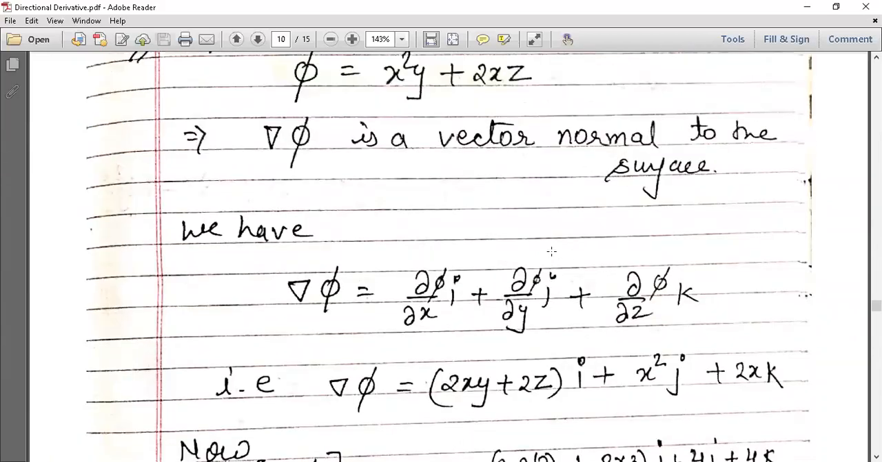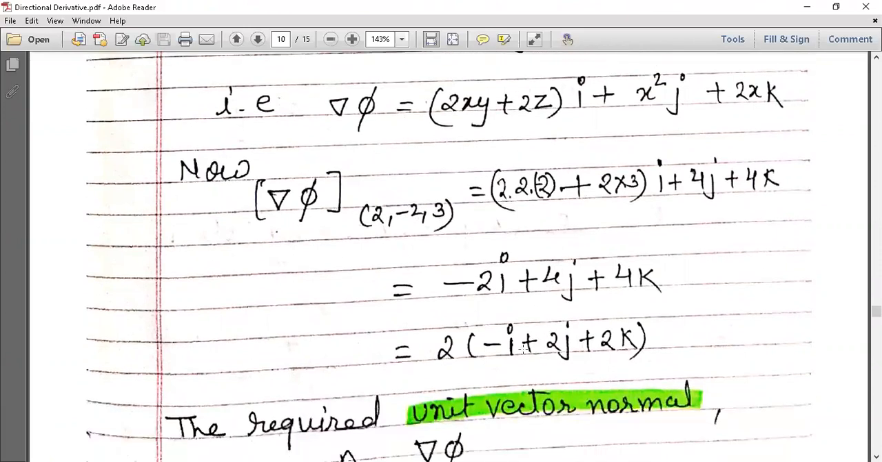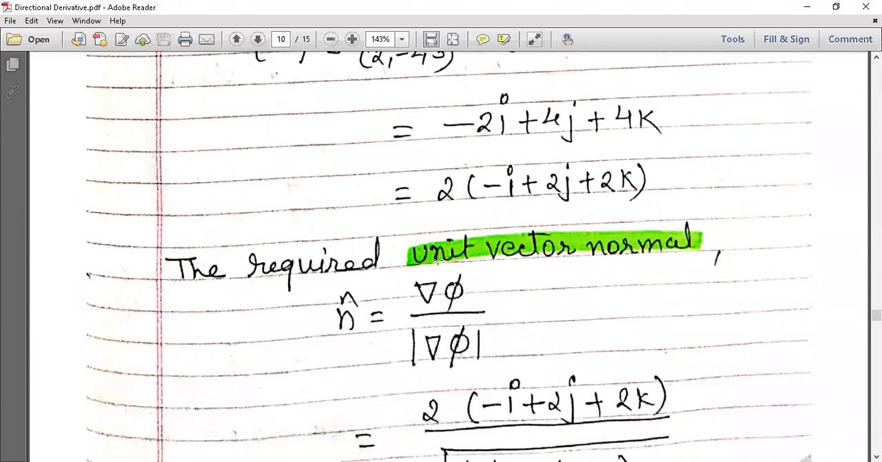Now they have given a particular point, which is 2, minus 2 and 3, that is x equal to 2, y equal to minus 2 and z equal to 3. When we substitute it in our vector normal, grad phi, we get the vector 2 minus i plus 2j plus 2k. For that we need to find the unit vector. The unit vector we know very well, n cap, is del phi divided by its magnitude.